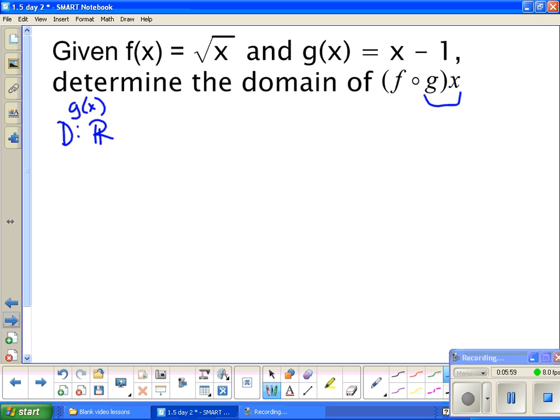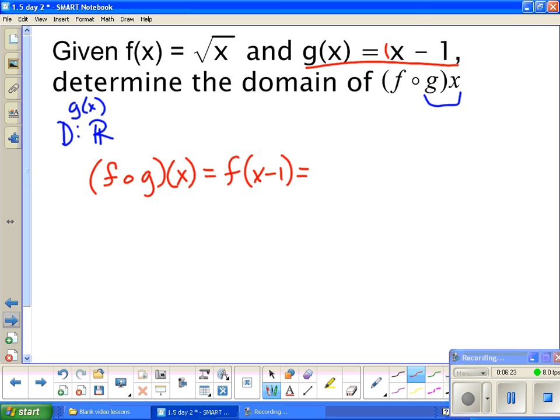So far I can put any number into g of x. So when I do the composition of f of g of x, I'm going to take f of x minus 1, because I'm putting g of x into f of x. So that's the square root of x minus 1.